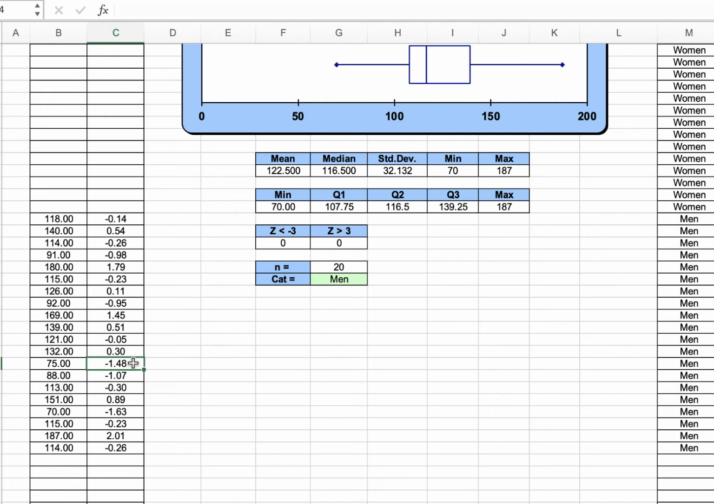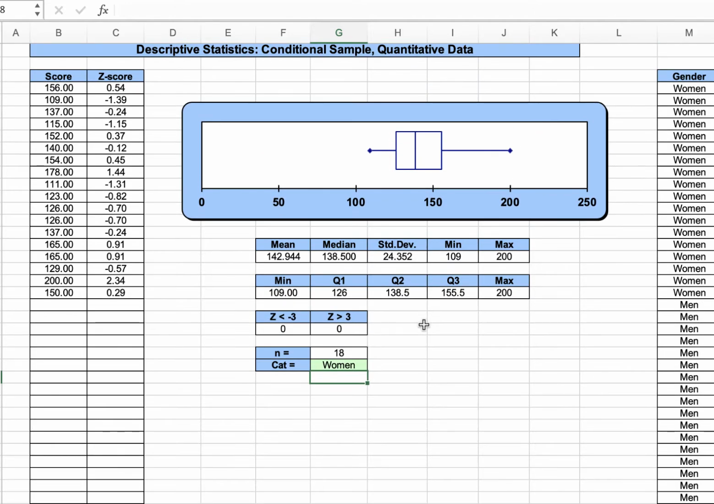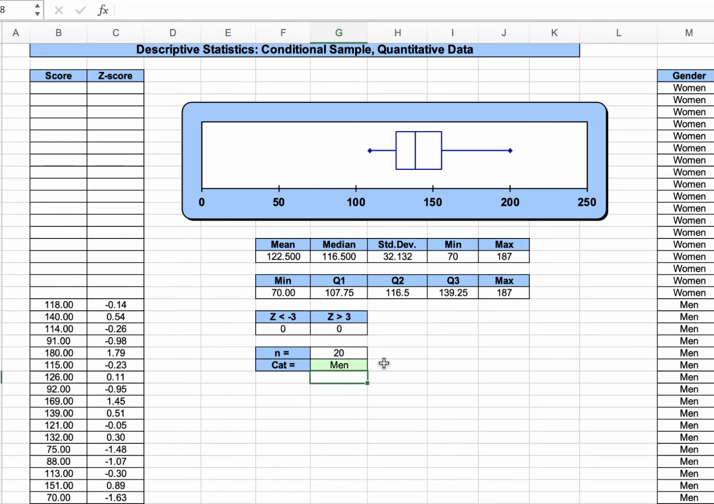We have a score of 75 for the men, right? So that looks like the largest negative z-score. Here's another one at 70 with a negative z of 1.63. So a couple of low scores in a relatively small sample of men, and nowhere close to that minimum for the women, although the max for the men is relatively close to the max for the women.